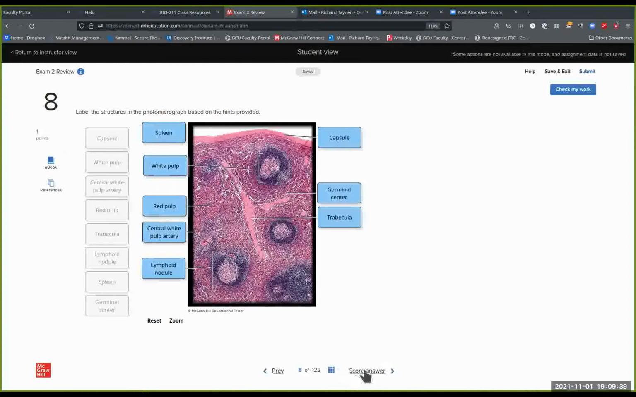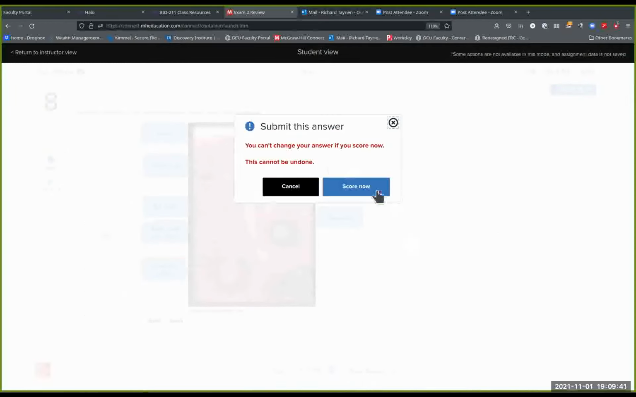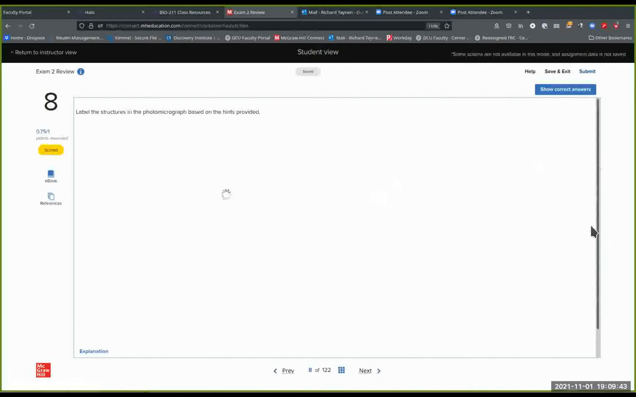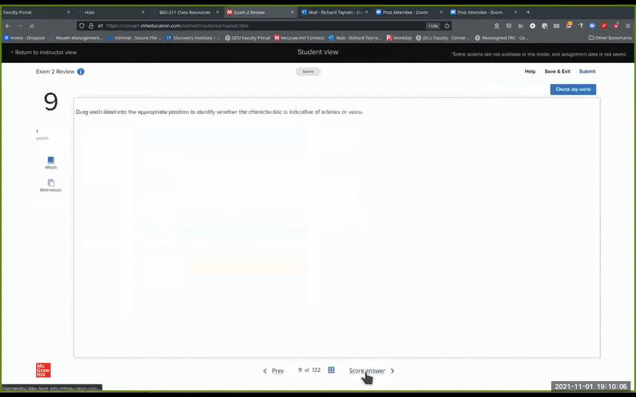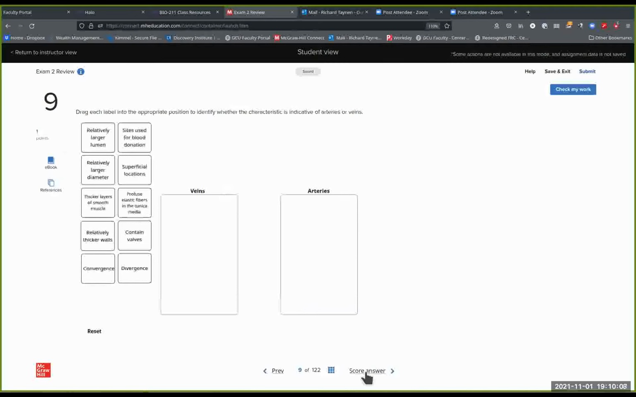Okay, let's see. Okay, they're calling this lymphoid nodule and this white pulp, I guess. The difference between those two is wider here, so they call. All right. But now you see some picture that looks like that, you know it's a spleen.